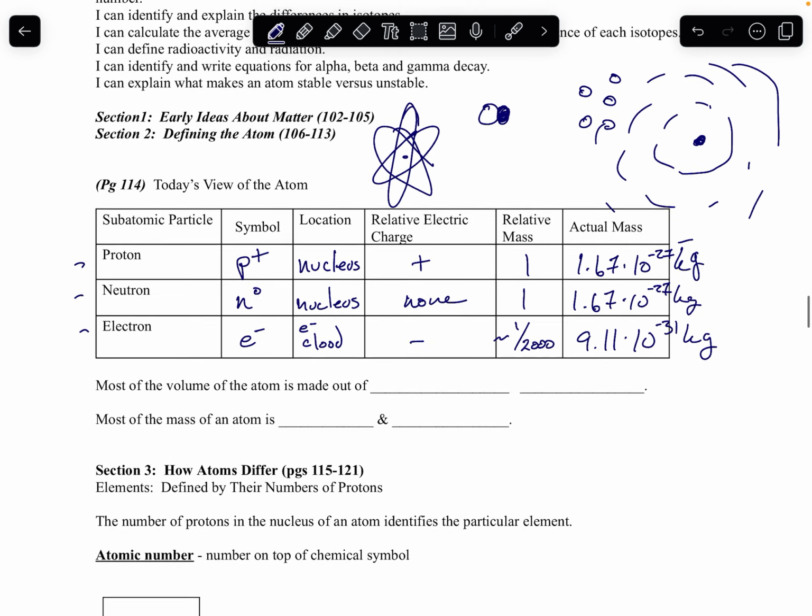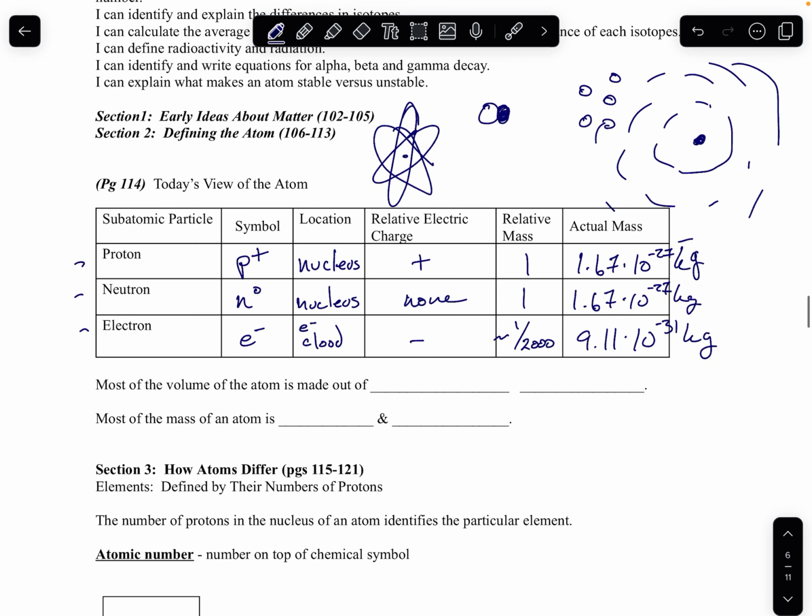Extremely tiny. So in modern atoms, the way we typically think of them, most of the volume, the size of the atom, is made up of that electron cloud, which is actually just empty space. There's a lot of space between those electrons because they're so tiny. And most of the mass of the atom is made up of those protons and neutrons. I need 2,000 electrons to match the mass of one proton. So protons and neutrons make up the majority of the mass.